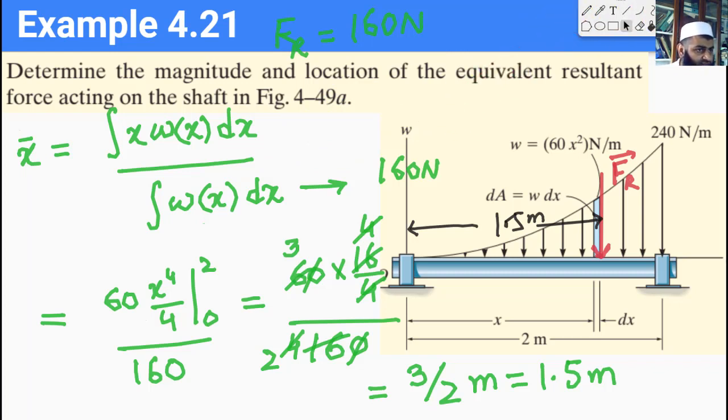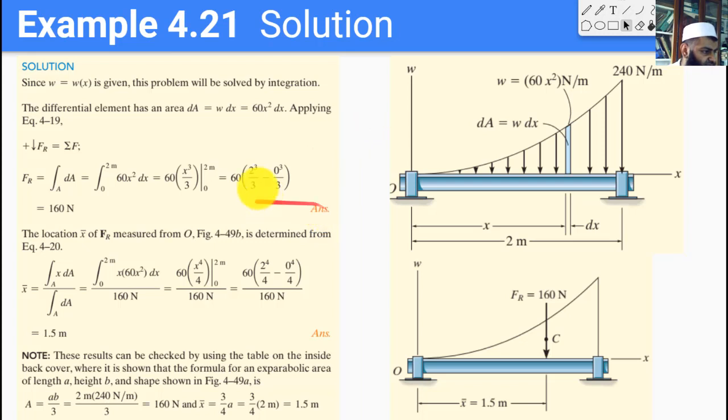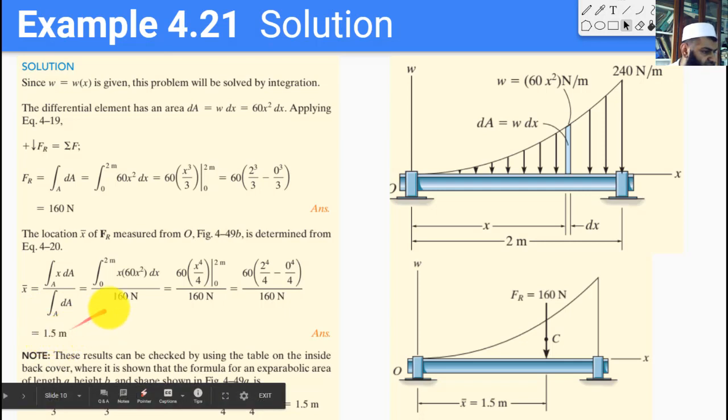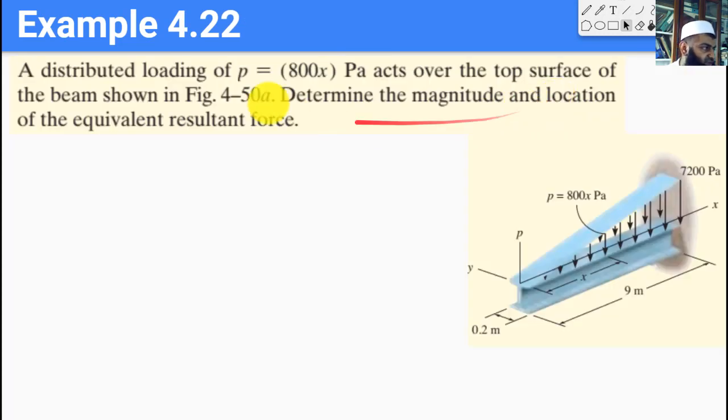The solution to this example is already given in the slides, you can look it up. Exactly the same thing, we get 160 Newton force and x bar is equal to 1.5 meters. So the resultant force is 160 Newton and it is applied at this position x bar, which is 1.5 meters from this end O. Okay, so let's look at another example.